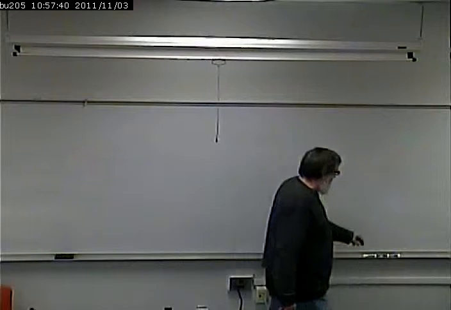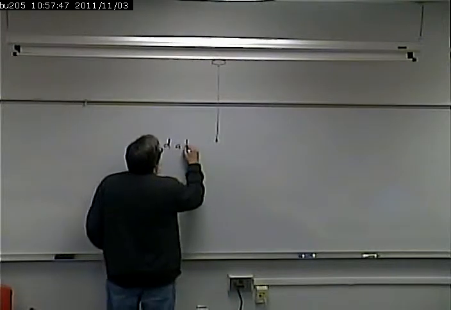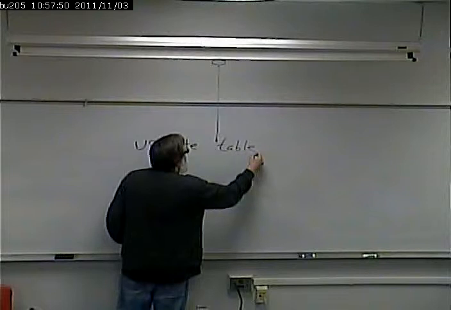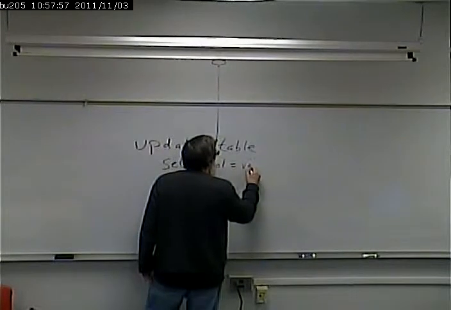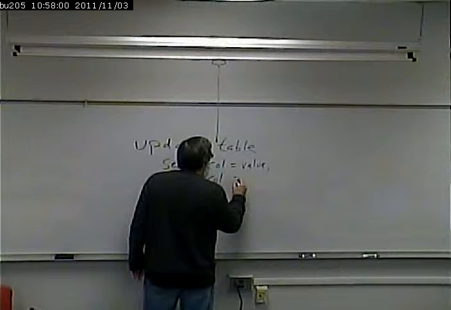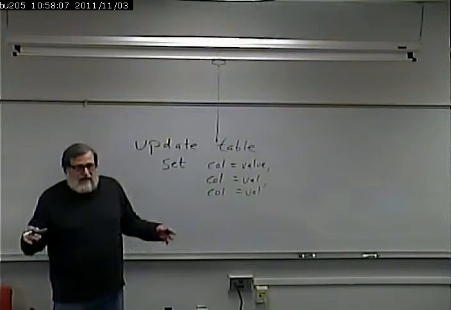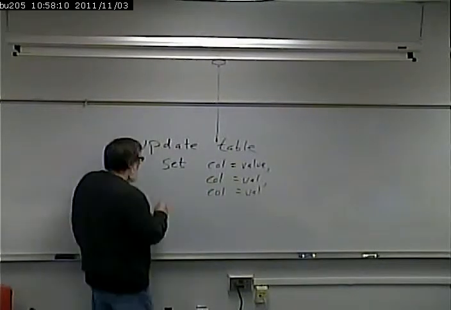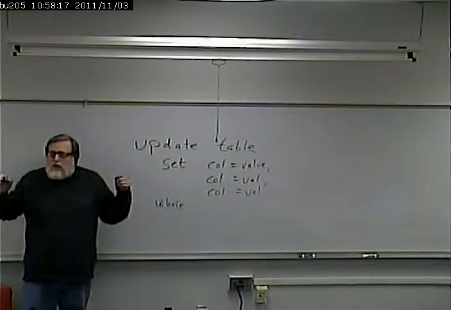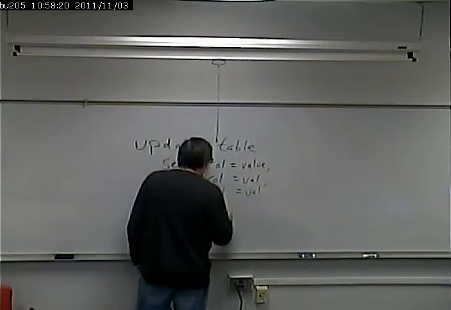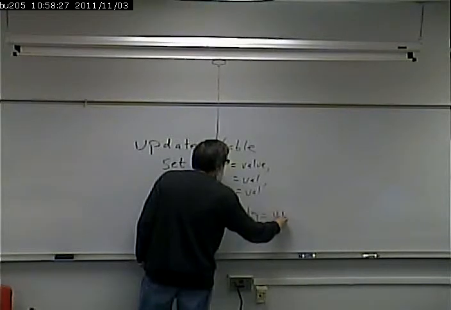Now, an update statement. An update statement looks like this. Update table name set column equals value, comma, column equals value, comma, column equals value, for as many column value pairs as you have. Finally, a where clause, which again, if we're interested only in updating one given row, it will be where primary key equals some value.